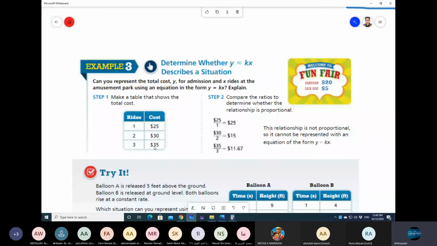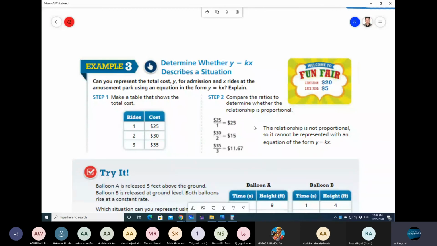So step 1, here we make the table. Step 2, compare the ratios to determine whether the relationship is proportional. As you can see here, we have 25 over 1 gives you 25, 30 divided by 2 gives you 15, and 35 divided by 3 gives you 11.67. And as you can see, this relationship is not proportional. The ratios are not equivalent, so it cannot be represented by an equation of the form y equals kx.